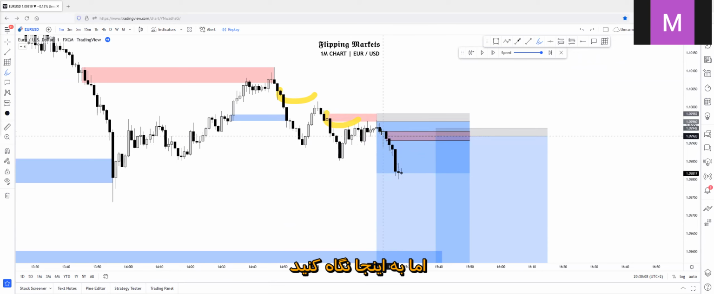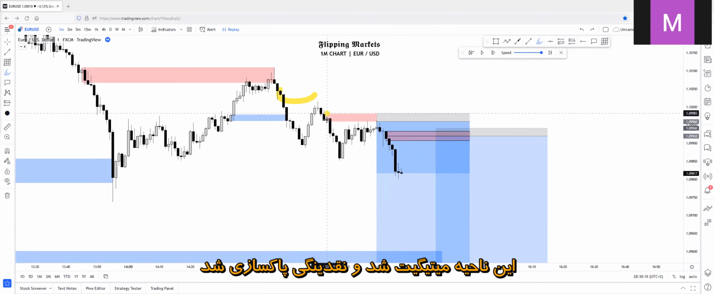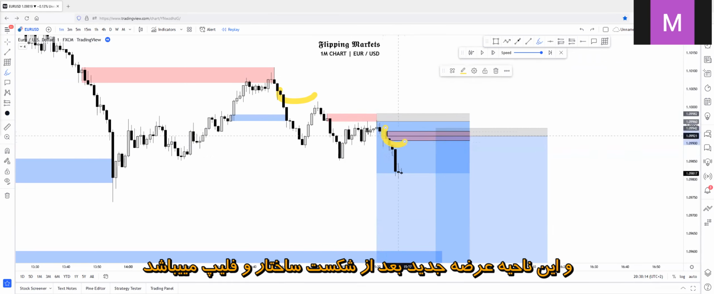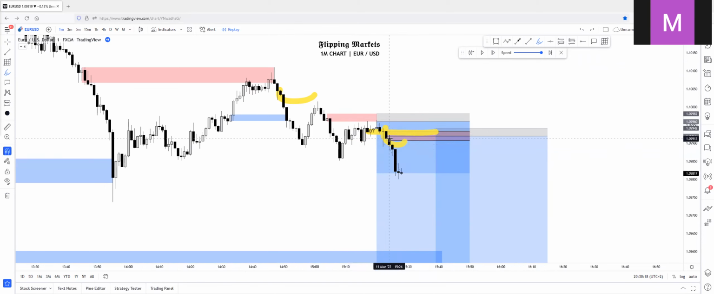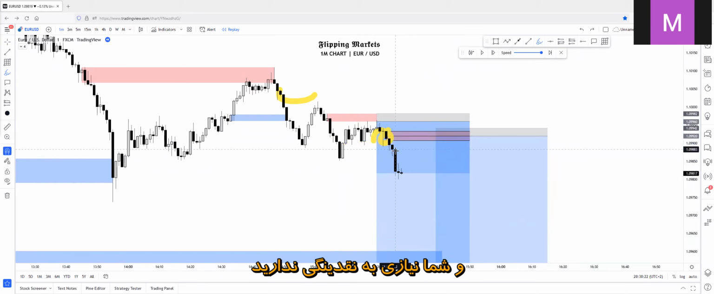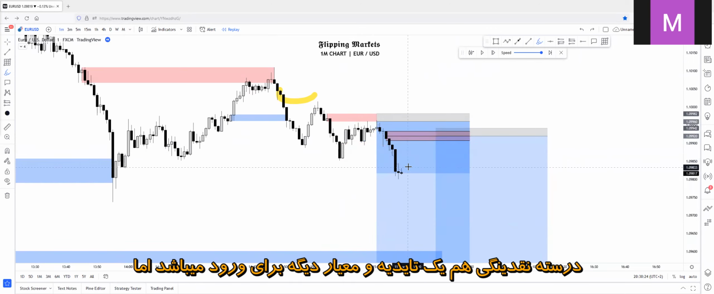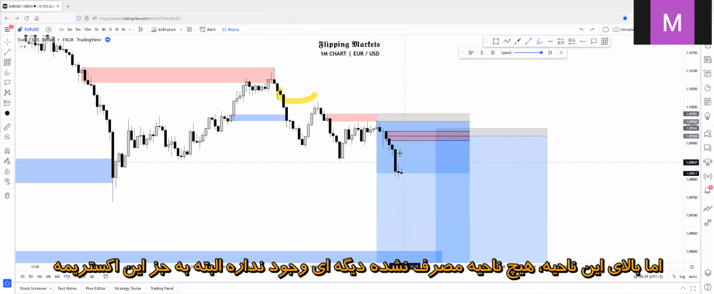But take a look at here. This zone has been mitigated, liquidity has been swept, and this is the next recent zone after the break of the structure right here and the flip. So this is the origin of the flip right here and the break of the structure. And you don't really need liquidity for this. Liquidity is one more confirmation, one more criteria. But basically, there's no unmitigated area left above this one.